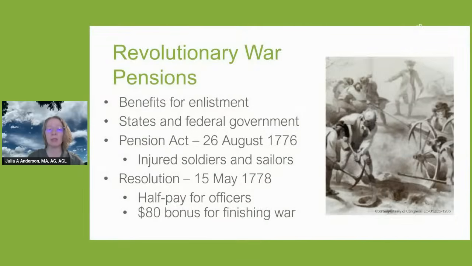And to entice men to enlist in the war effort, soldiers and sailors were promised benefits and pensions by both the individual states and the federal government. The Pension Act that was passed on August 26, 1776, provided for injured soldiers and sailors who could not earn a living due to their military service. Then, less than 2 years later, a congressional resolution passed on May 15, 1778, provided half pay for all officers and an $80 bonus for enlisted men who finished the war. This was to entice soldiers to continue fighting rather than returning home at the end of their short contracts.